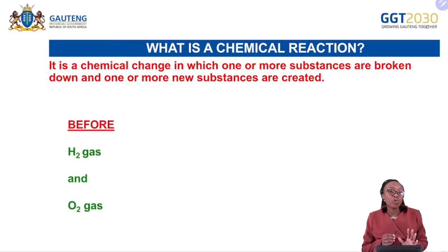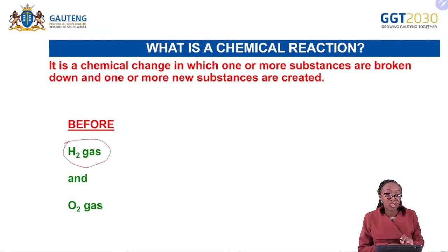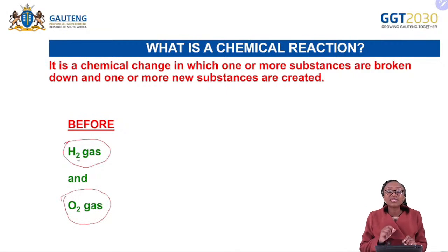So we have what is called before. Before a chemical reaction is initiated, we are going to have different elements or different compounds. In this example, before our chemical reaction, we have hydrogen gas and we have oxygen gas. Remember, hydrogen and oxygen exist as diatomic molecules. That's why we have that subscript there. That little 2 is reminding us that it's 2 atoms of hydrogen that are bonded together.